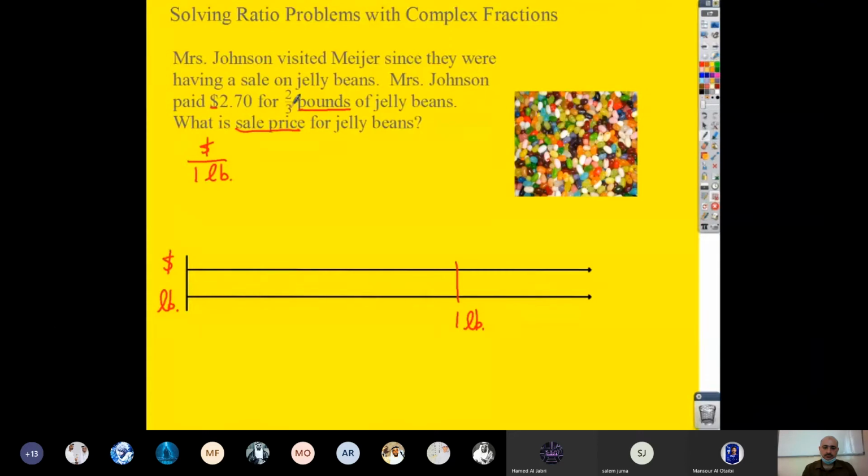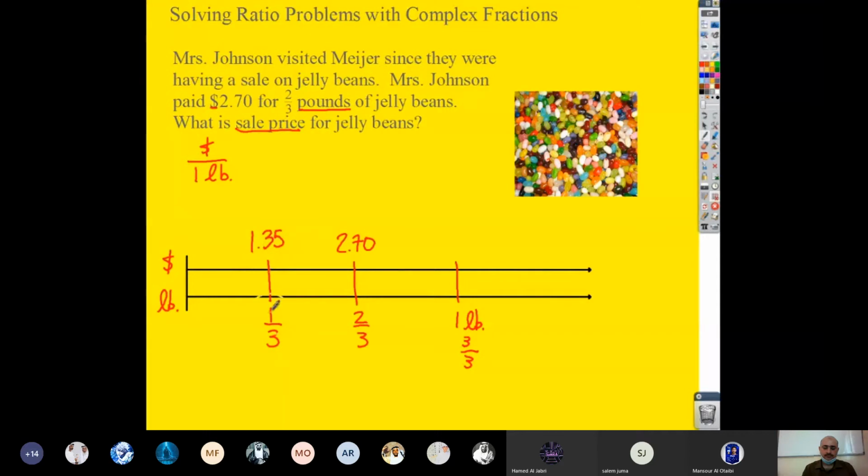So 2/3. I'm going to split my line up into thirds, right? So here's 2/3 of a pound, and I know that's $2.70. To get to 3/3, I can't just go from here to here. So I'm going to go back and ask, how much does 1/3 cost? I can just divide $2.70 by 2, and I get $1.35.